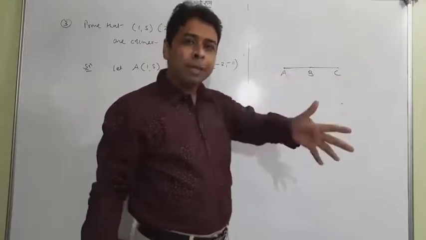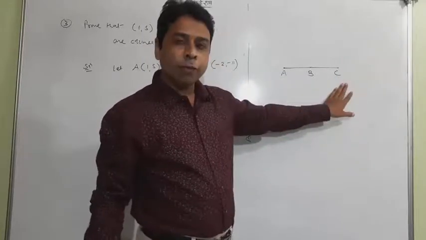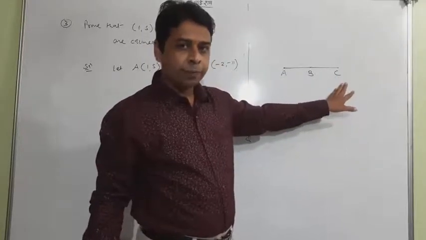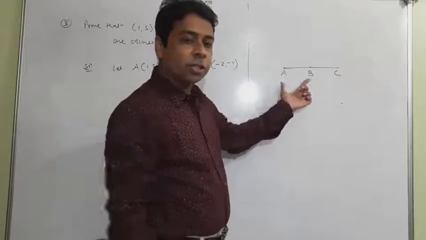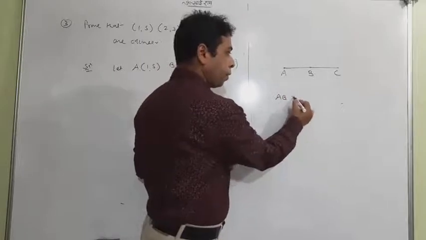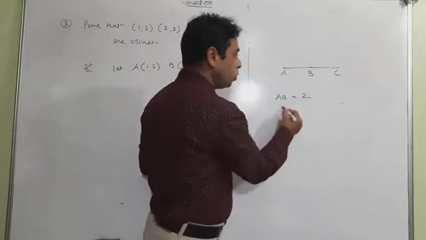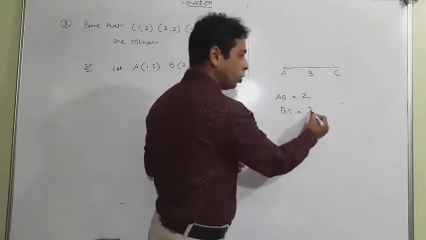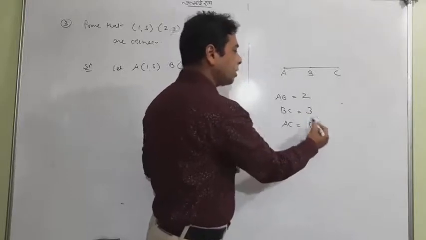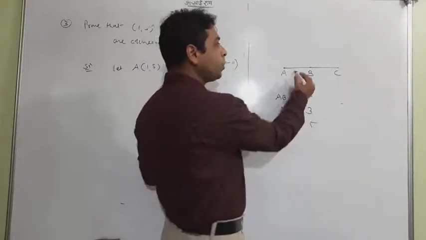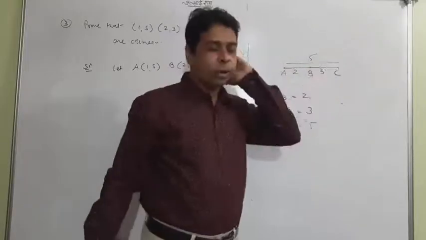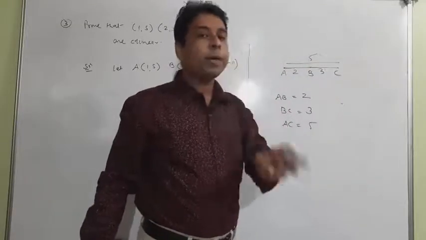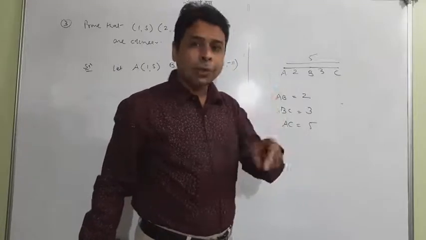So simply, suppose the positions of A, B, C are like that, we have to show ABC are collinear. So what to do? You first find distance AB. Suppose it is 2. You find distance BC. Suppose it is 3. And suppose AC is 5. So if it is 2, 3, and 5, all three points are collinear. The property is that the sum of two sides should be equal to the third side.